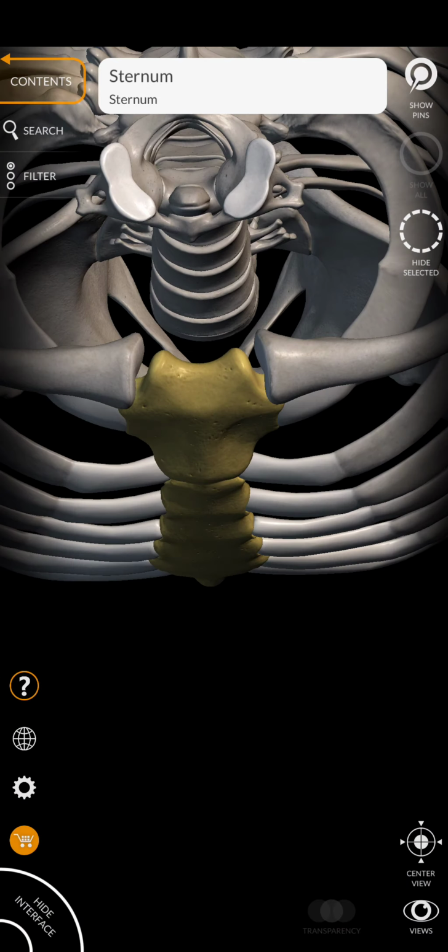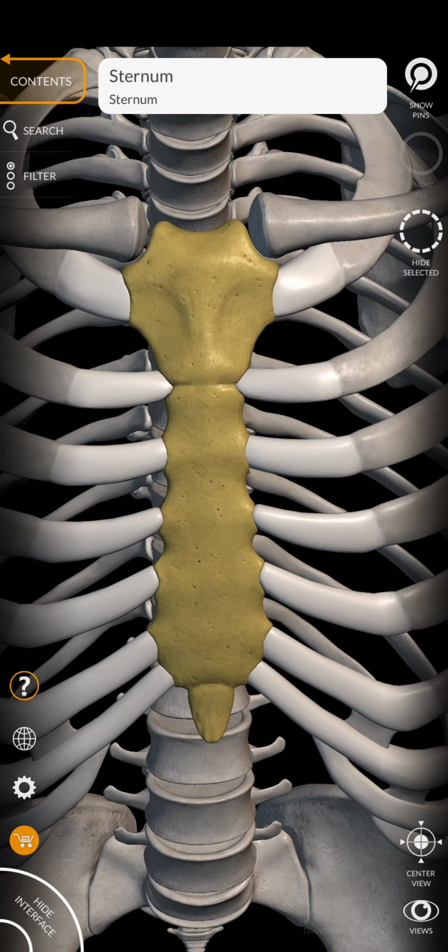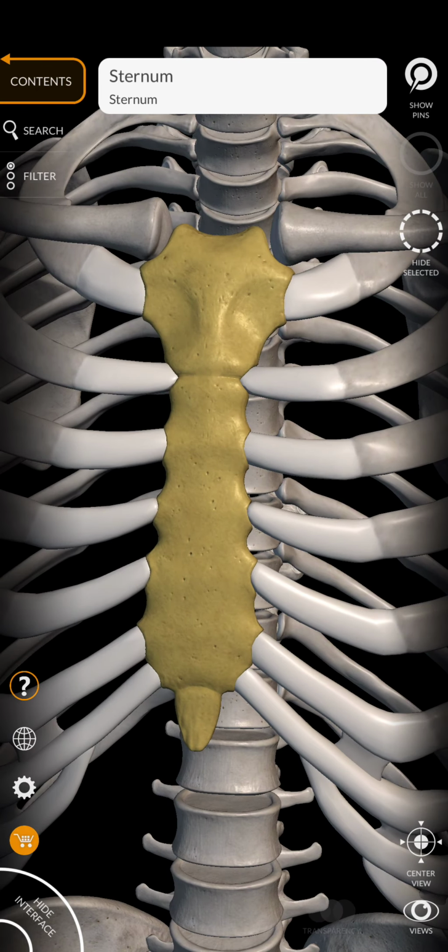So like I said, there are many muscles that attach to the sternum, but I'm gonna go over them in detail in another video.